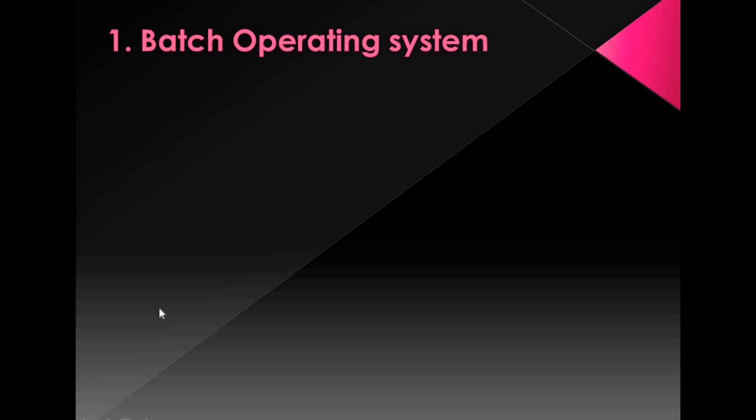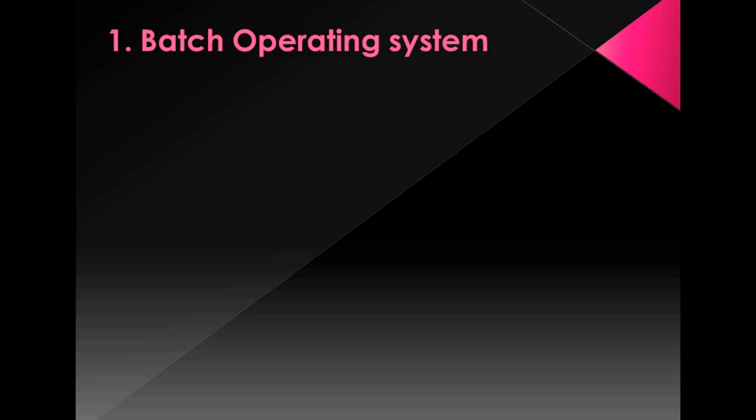The first is batch operating system. Early computers were physically large machines run from a console. Console means a separate input device. The common input devices were card readers and tape drives. The common output devices were line printers, tape drives and card punches.